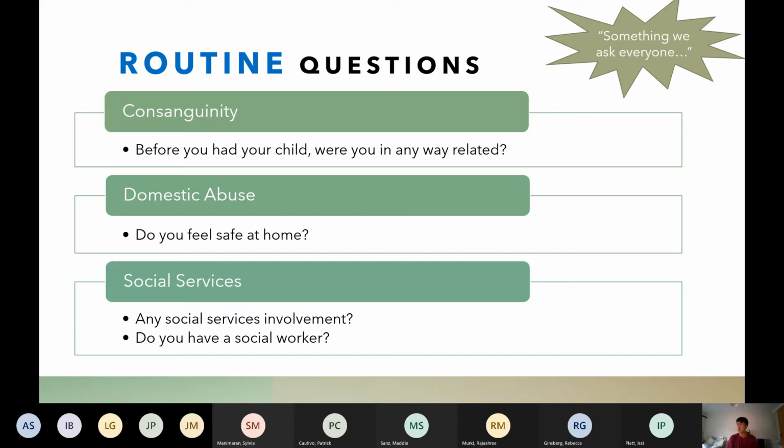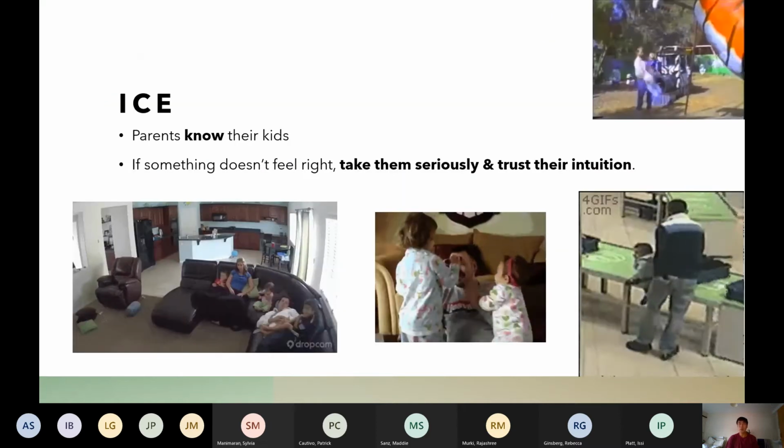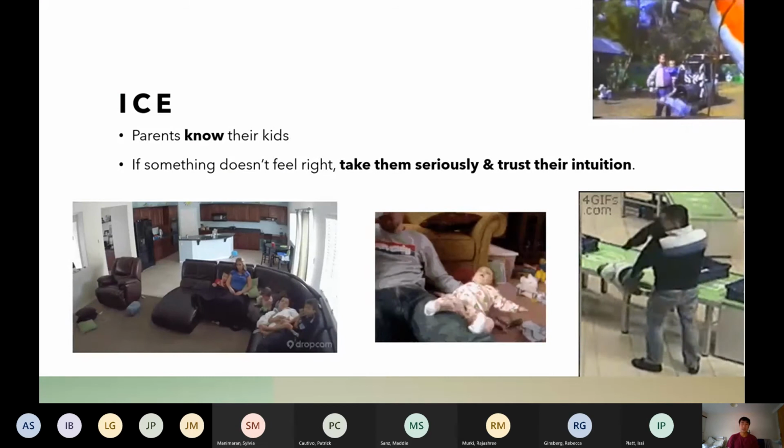Just because they say yes doesn't mean you turn your domestic abuse hat off. Social services involvement, there's a number of ways you can say this. You could just say any social services involvement, a question we ask everyone. But I quite like, do you have a social worker? Because if they do, they know it, they will say, and then that will lead you on to taking down the social worker's name and number. What's really important is you do that, because unfortunately social service documentation in the NHS system isn't integrated, so you do need to find that out. There's no easy way.